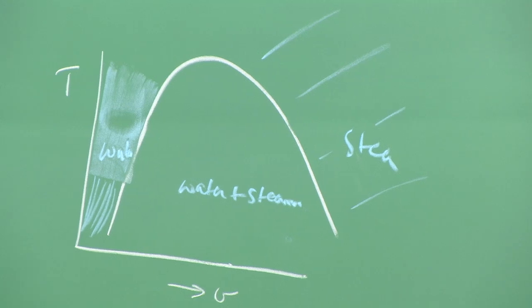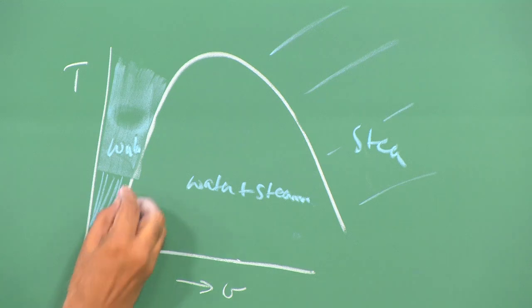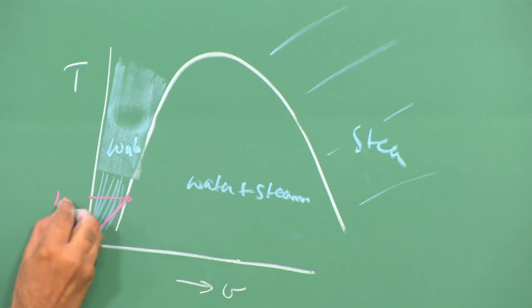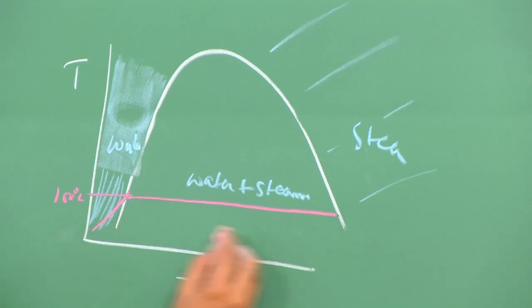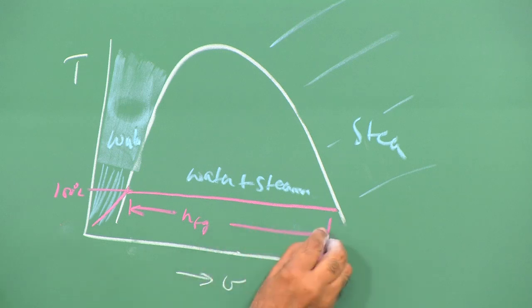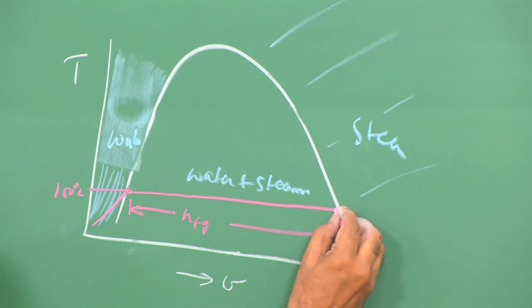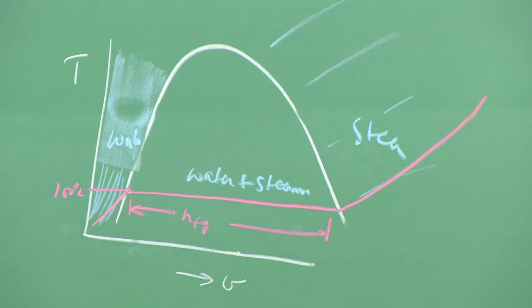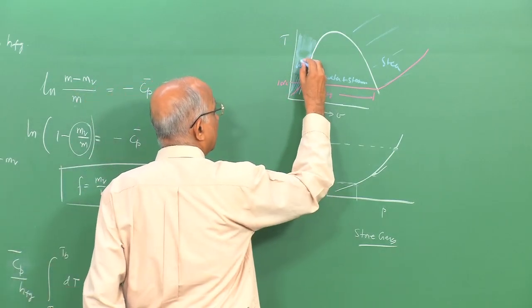If I consider a line corresponding to, let us say, atmospheric pressure, I heat water and increase its temperature to around 100 degrees centigrade at 1 atmosphere pressure. Then I go horizontally in the water-steam region, and this corresponds to the latent heat, which we called HFG. And once all the water has become steam, any further heating causes the temperature to increase. If I talk of a slightly higher pressure, let us plot that.